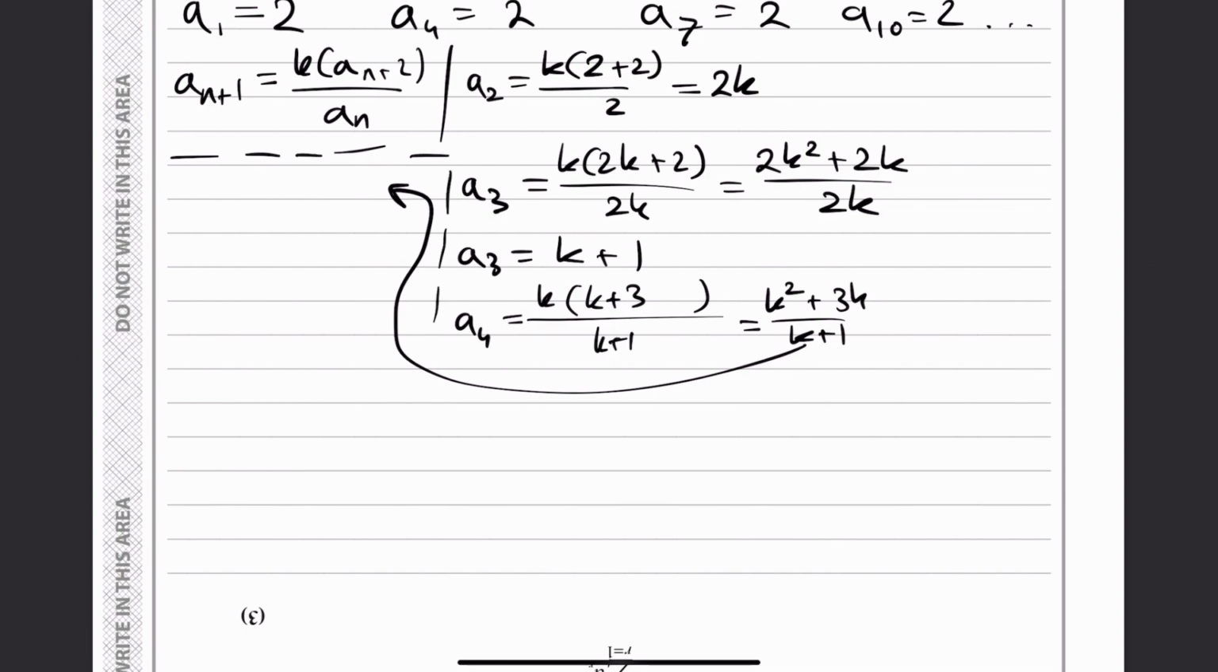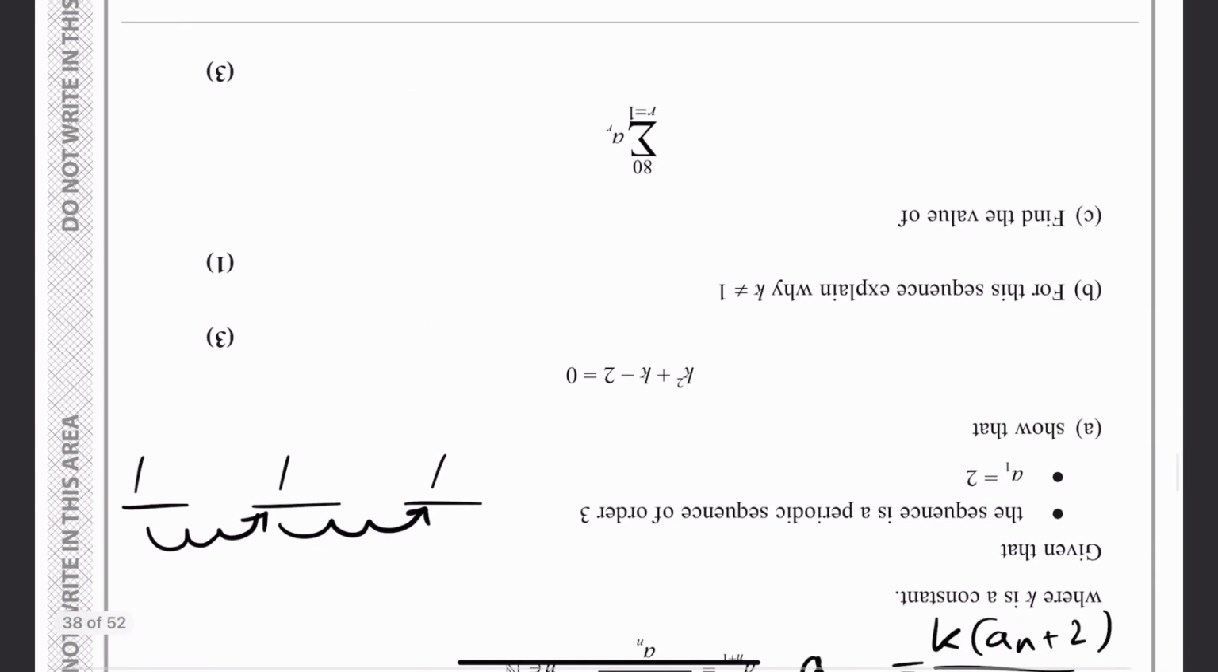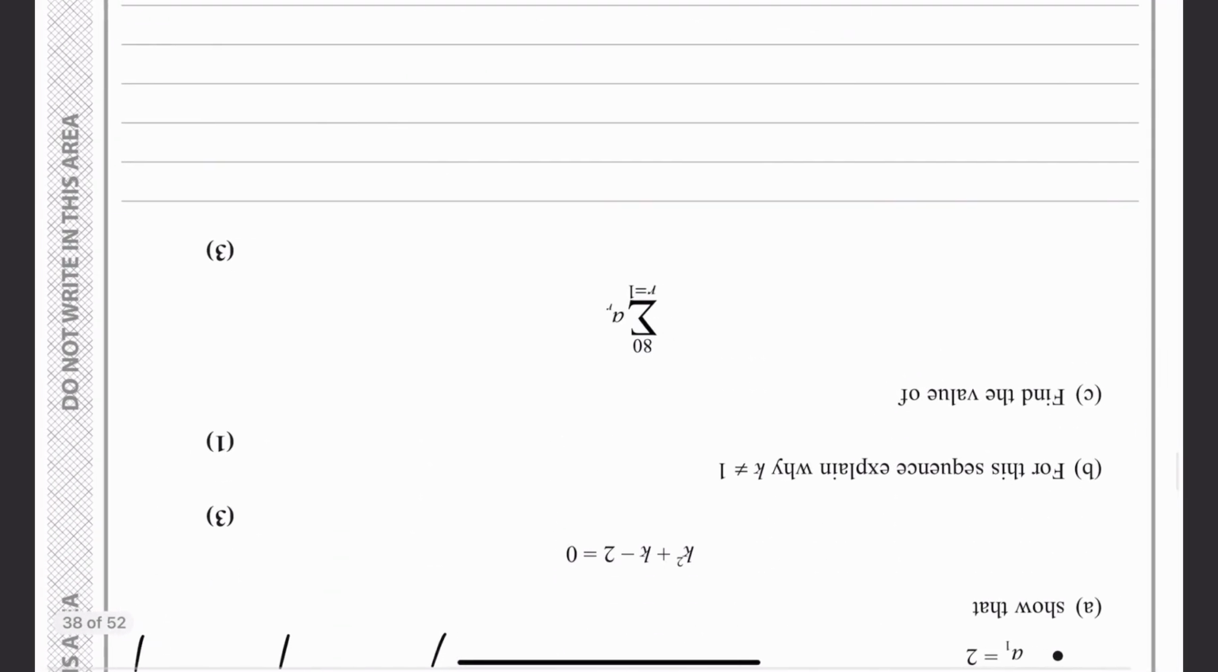So we've got k squared plus 3k over k plus 1 is equal to A of 4, which is equal to 2. So k squared plus 3k is equal to 2k plus 2. So k squared plus k minus 2 equals 0. Wait, they've got k squared minus k plus 2 is equal to 0.